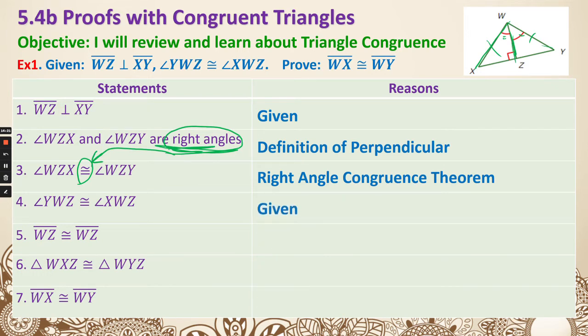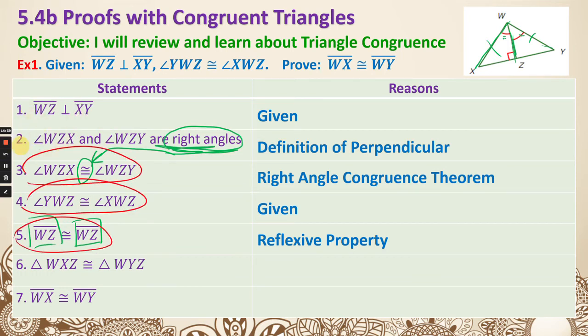Next one is given again. And the next one, number 5, that is reflexive property, because basically something is congruent to itself. That's reflexive property. And because we have angle, and the side in between, that is angle, side, angle congruence. And because the two triangles are congruent, their corresponding parts, the WX and the WY, they are congruent, and that is by CPCTC. And that is example 1.